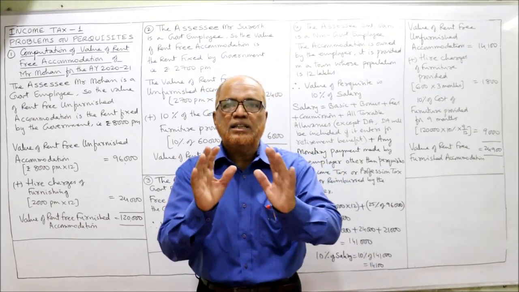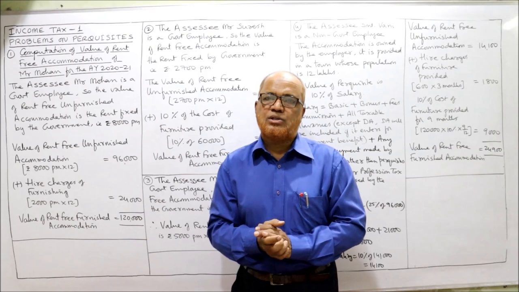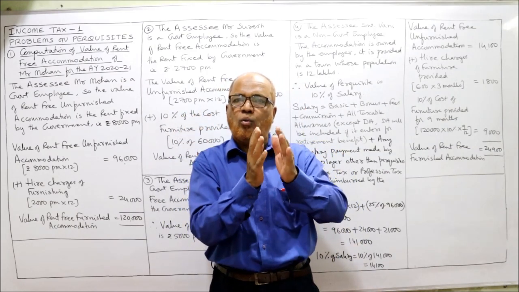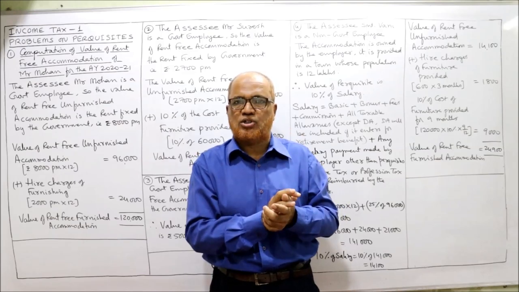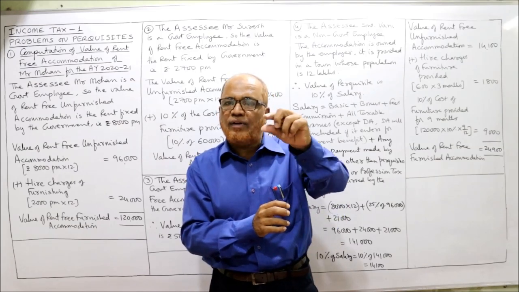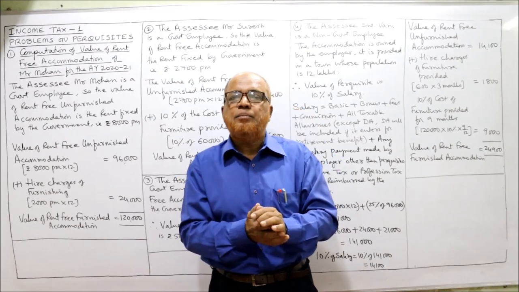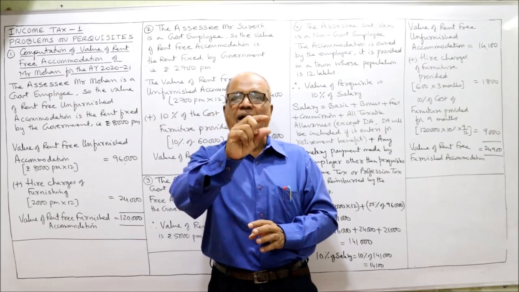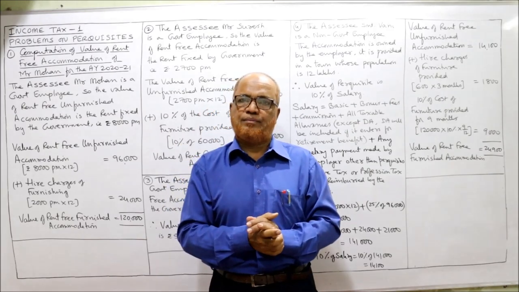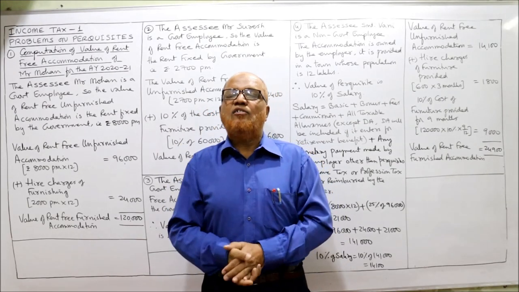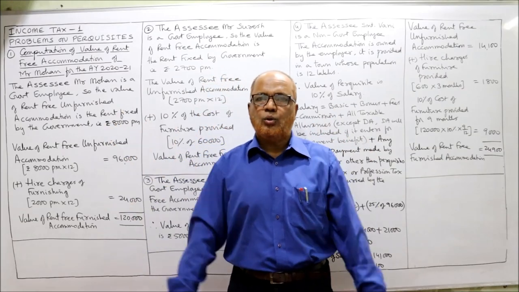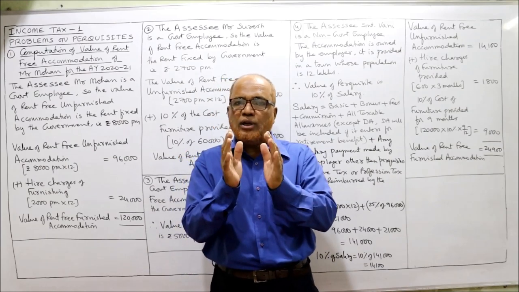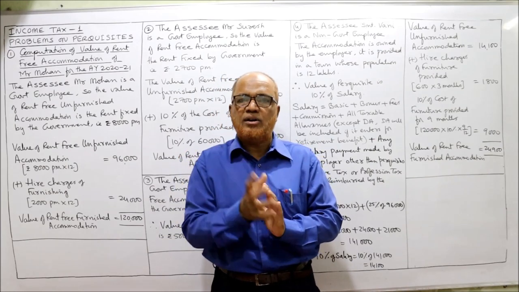Before starting this problem, I'll briefly recap the points. For calculating the value of rent-free accommodation, first of all, we have to value it as unfurnished accommodation. After getting the value of unfurnished accommodation, add 10% of the cost of furniture or hire charges of furniture. Then we'll get the value of rent-free furnished accommodation, right? Now, for calculating the value of perquisites, all employees are divided into two categories, government employees or non-government employees. So first of all, you have to see whether the assessee is a government or non-government employee.